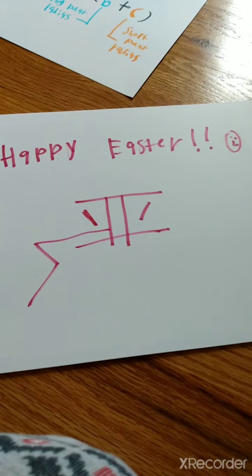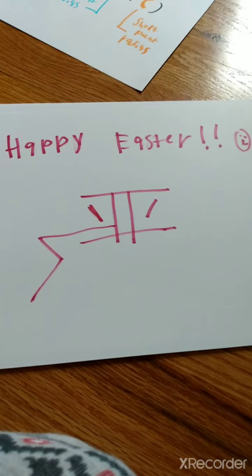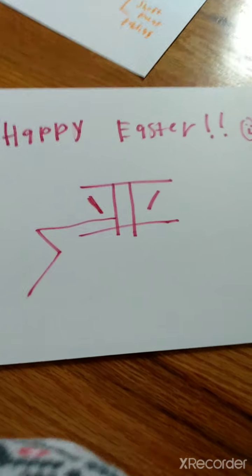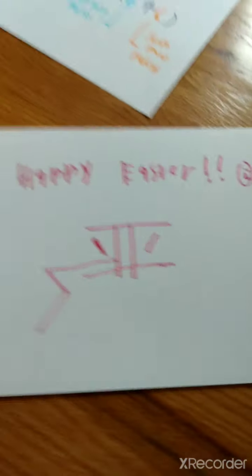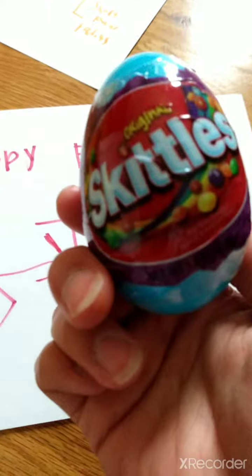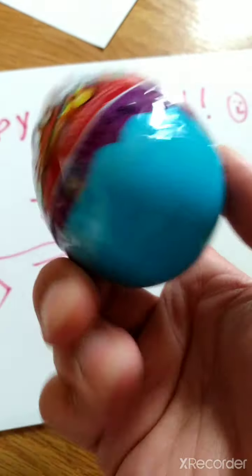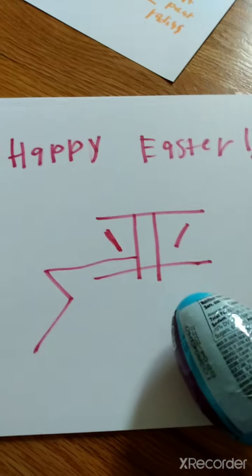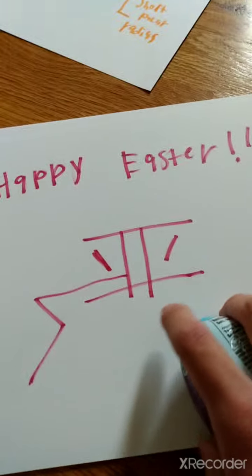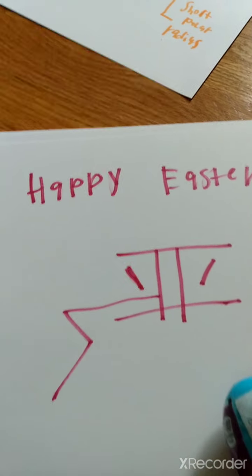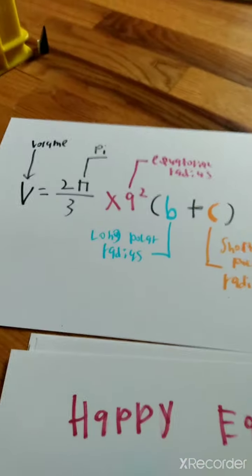So today is April 4th, 2021, and today's supposed to be Easter. And we have a Skittles Easter egg right here. So what we'll be reviewing today is how to find the volume and the formula for an egg.